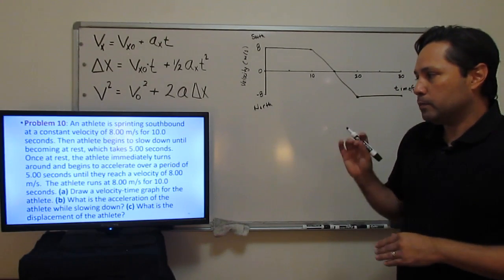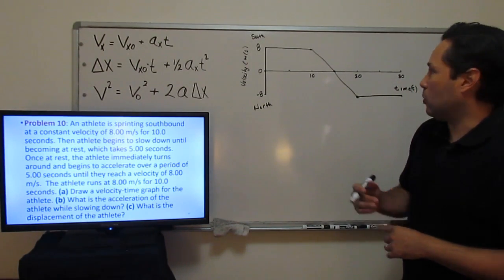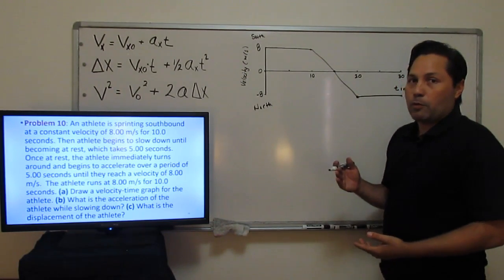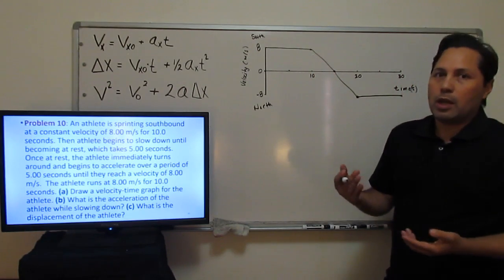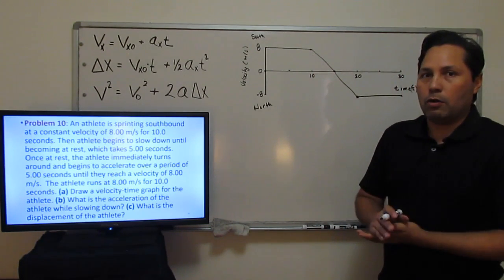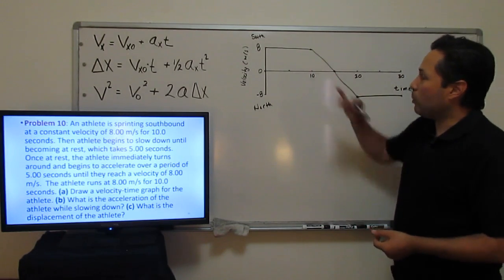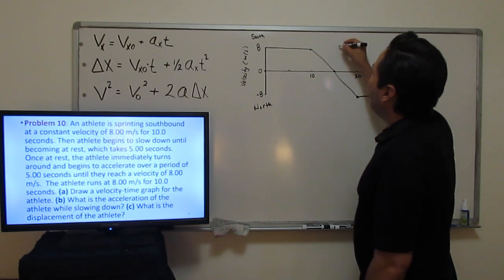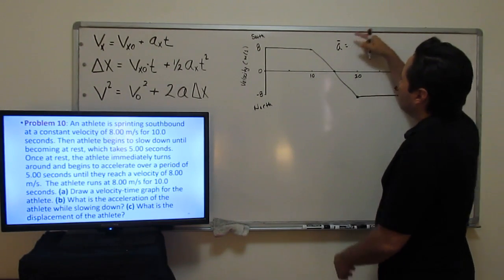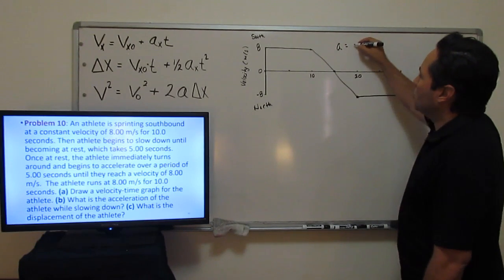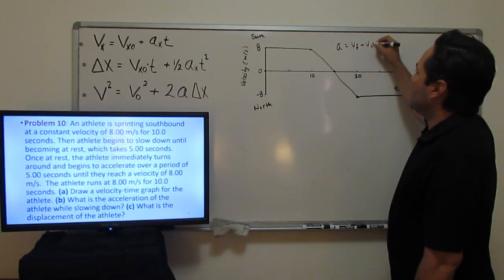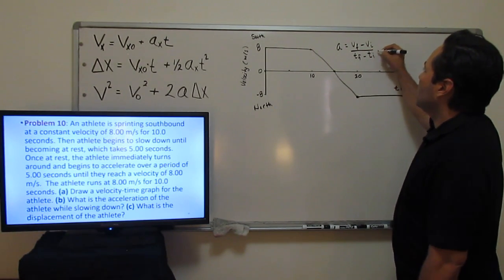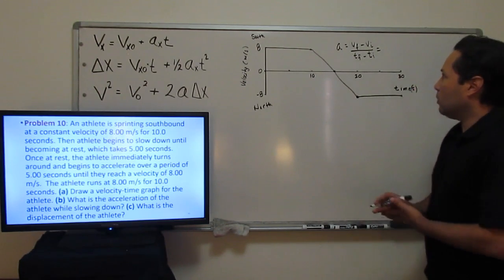Part B, they ask, what is the acceleration of the athlete while they are slowing down? So from here to there. There's a couple of ways you can solve for it. In a velocity time graph, the slope of the line is the acceleration of an object. So if you get the slope of this line, then you can have the acceleration. So I'm going to go ahead and do that. Acceleration equals the velocity final minus velocity initial over time final minus time initial. So that's just like the slope formula, and that will give you the acceleration.